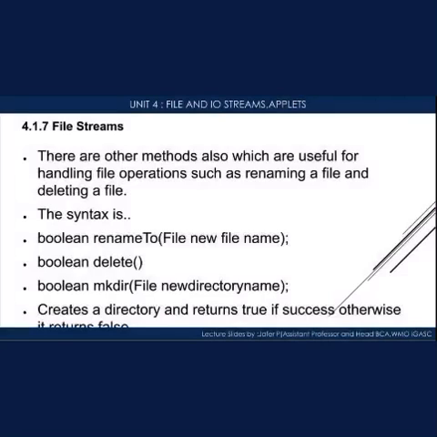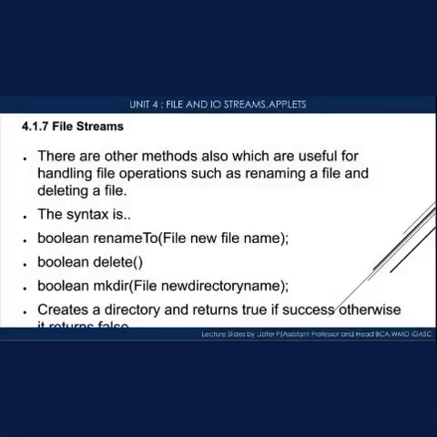The third operation which can be done using a File object is make directory. If I want to create a directory in our system using this object, I can go for a method called mkdir. For that method also we have a return type of boolean. So using this method you can create a directory: boolean mkdir(File newDirectoryName). It creates a directory and returns true if successful, otherwise it returns false.